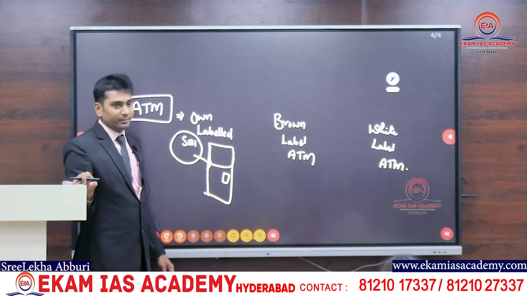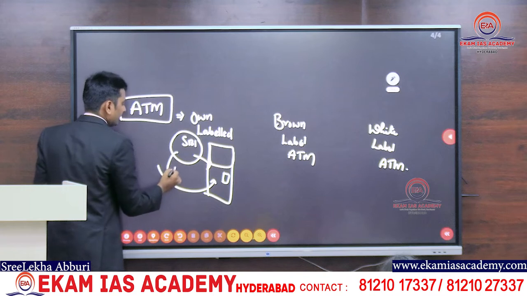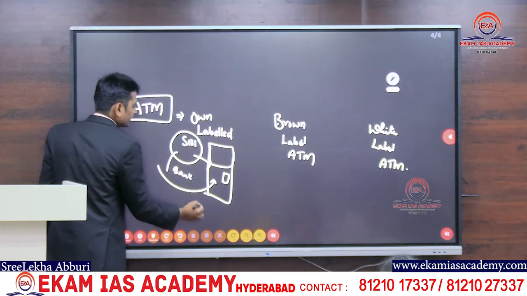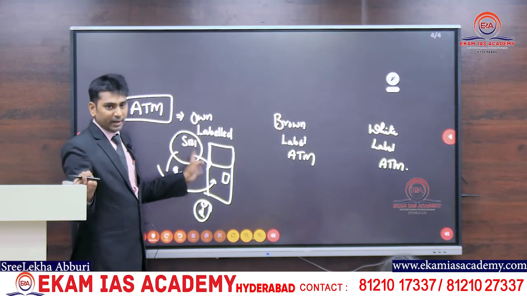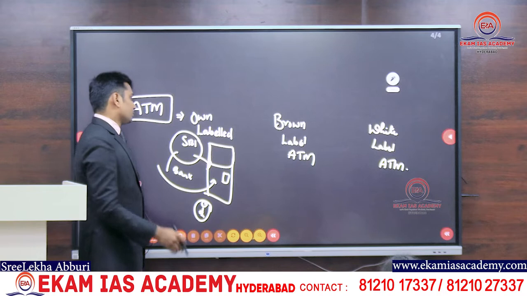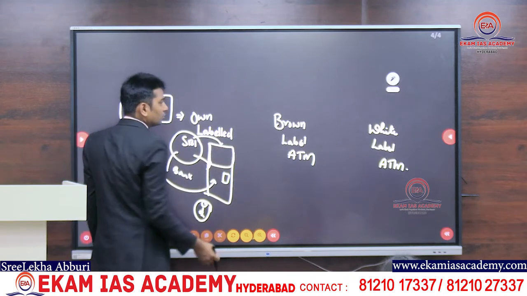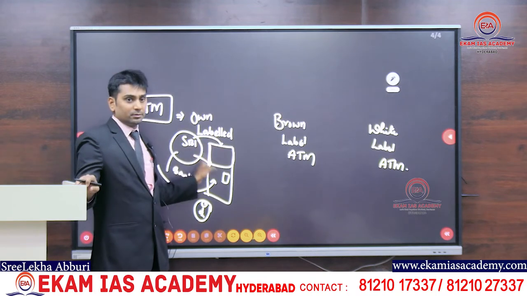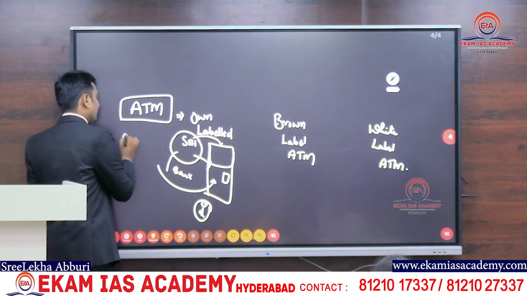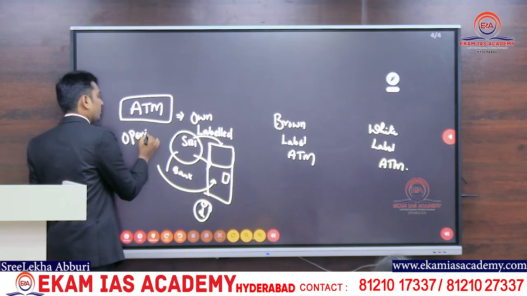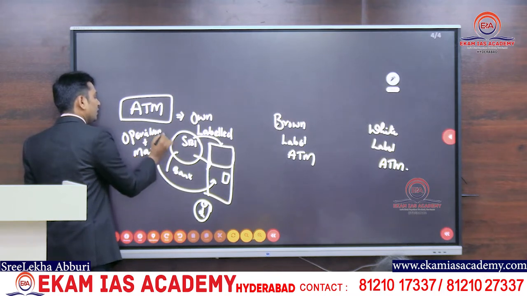What do you mean by operated by bank? Who will keep money into this ATM? It is the same bank. Who will guard this ATM? A security guard appointed by that bank itself, right? If there is any problem here, it is the bank that is going to correct it. Are you understanding? Hence, the entire operation will be done by the respective bank. Operation and maintenance is done by the respective bank. That is called own labeled ATMs.